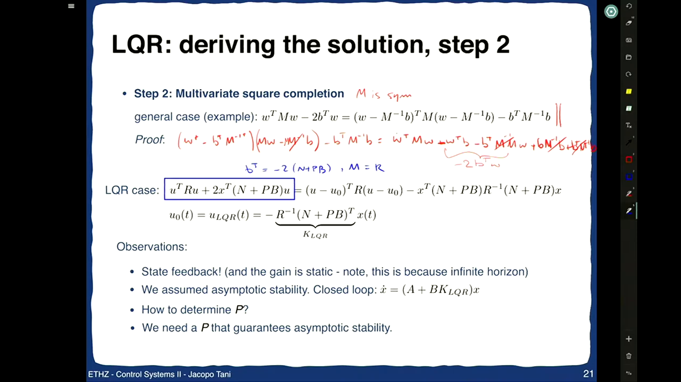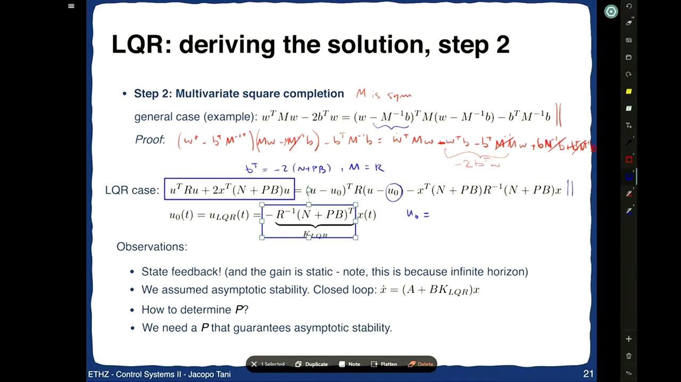equation here. And this is very nice because we can directly evaluate u naught, which is the equivalent of minus m inverse b, which turns out to be minus r inverse n plus bb transpose. And this is the solution to the LQR problem. Is it the solution to the LQR problem? Well, we will see at the next slide how, if we put everything together, this ends up being the solution.